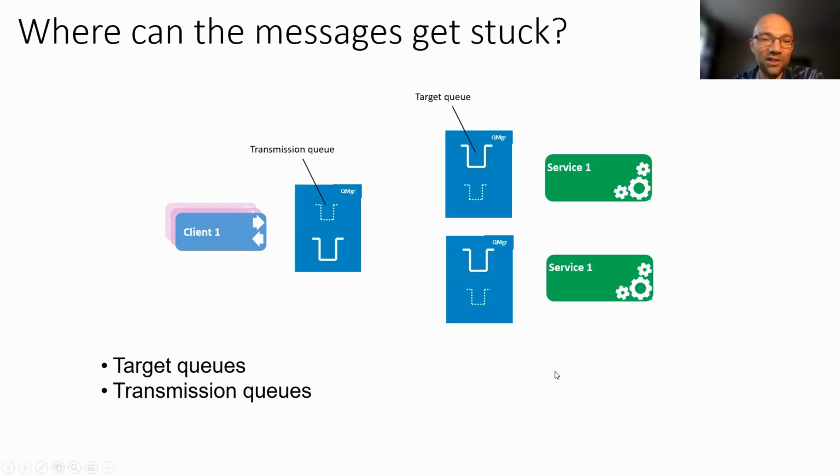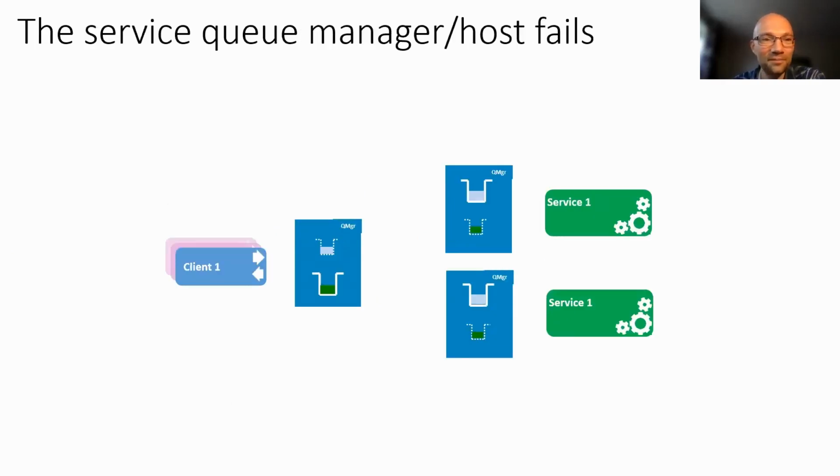So we have a transmission queue on the sending queue manager, we have a target queue on each of the service queue managers, and we also have a transmission queue that's used on the way back on the service queue managers for the replies. And at any of those points, a message could become stuck if there was a failure for that queue manager while the message was on that queue. So let's have a look at what happens in various different scenarios if we have different types of failures.